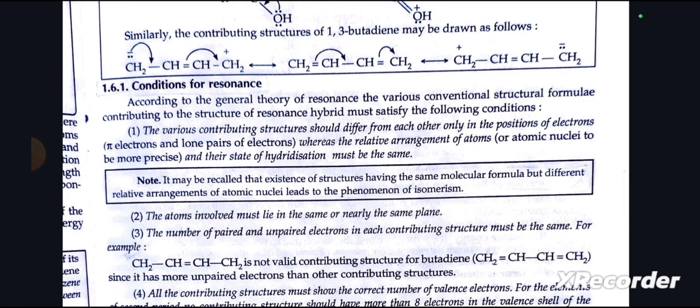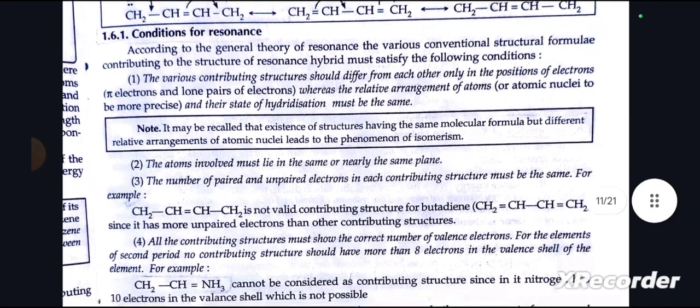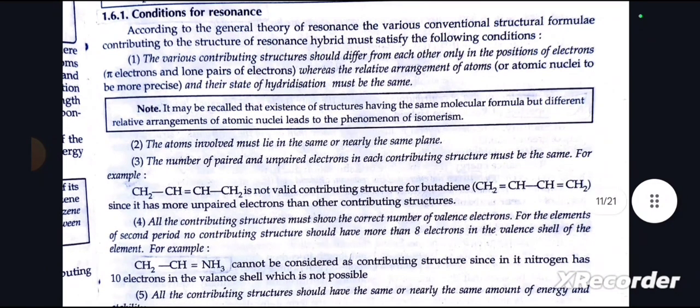1.6.1 Conditions for resonance. According to the general theory of resonance, the various conventional structural formulas contributing to the structure of a resonance hybrid must satisfy the following conditions. First, the various contributing structures should differ from each other only in the position of pi electrons and lone pairs of electrons, whereas the relative arrangement of atoms or atomic nuclei must be precise and their state of hybridization must be the same.